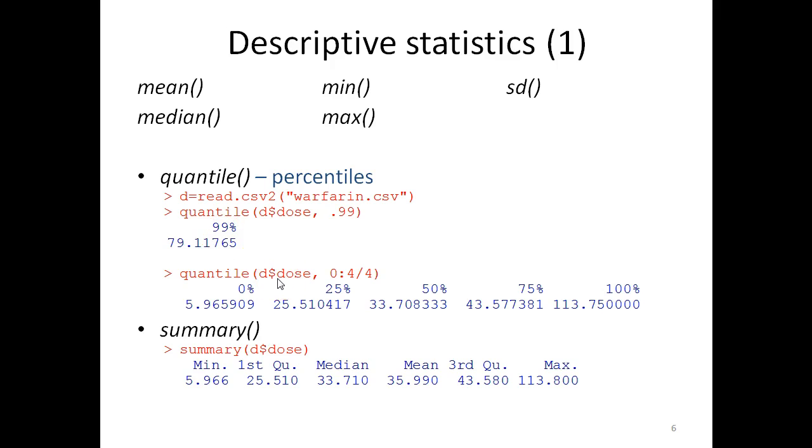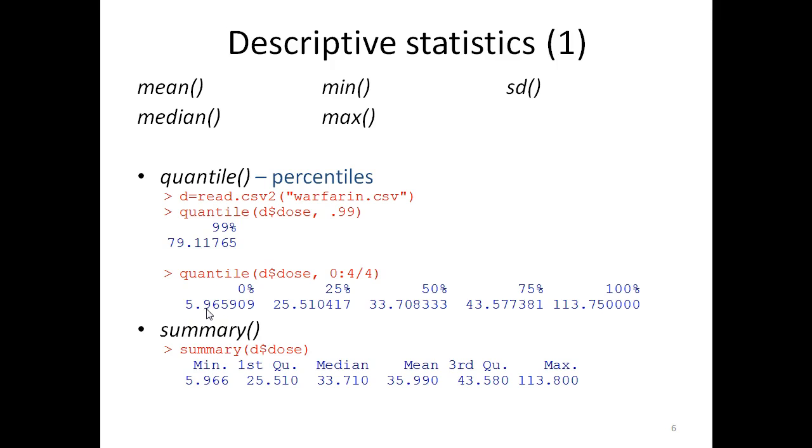If we want the median, the range, and the interquartile range, we can get them all at once by asking for these percentiles: 0 to 4, which gives us a vector with numbers 0, 1, 2, 3, and 4, and then divided by 4, resulting in 0, 0.25, 0.5, 0.75, and 1. And in return we get these percentiles.